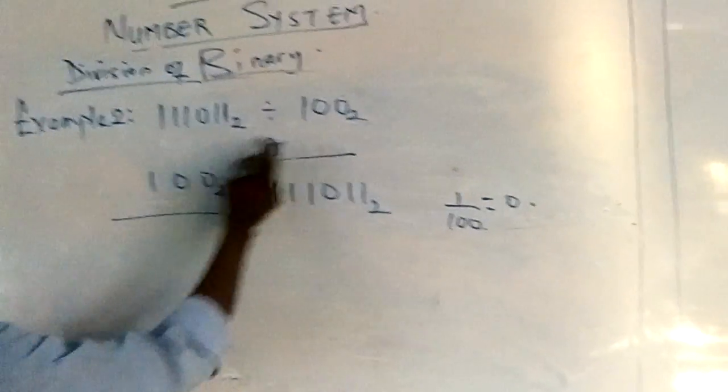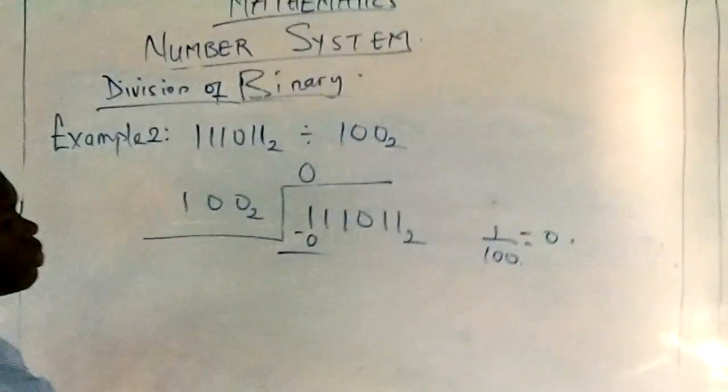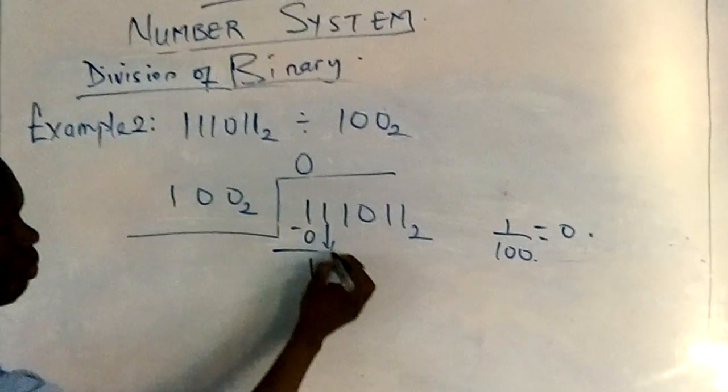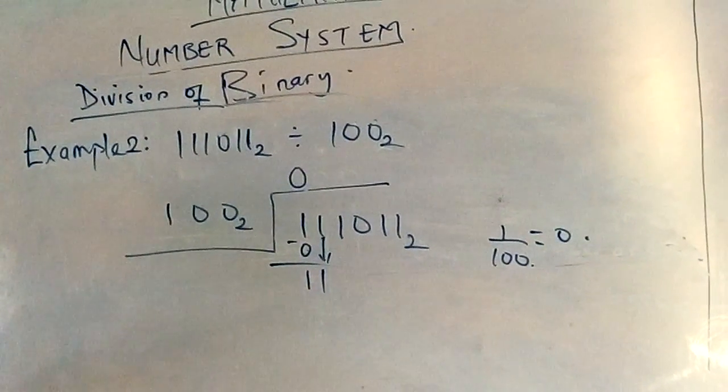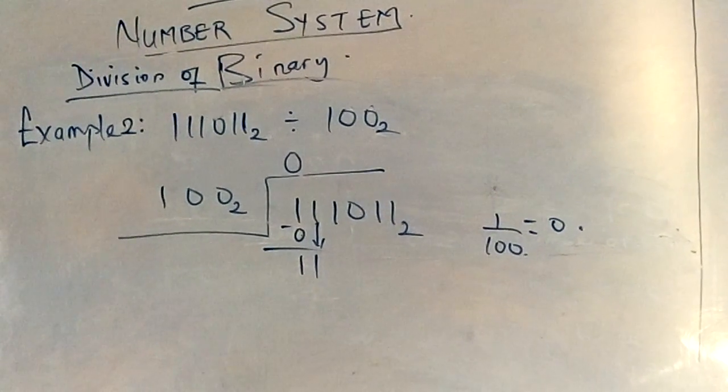Then you multiply. Multiplying this by this will give me what? 0. Mind you, I'm using just this number. So 1 take away 0 will give me what? 1. Then drop one number at a time. Just one number at a time. I think that should be a palliative for the division.